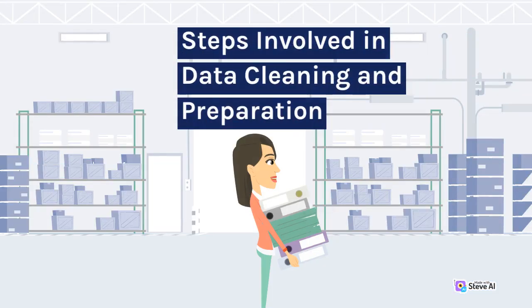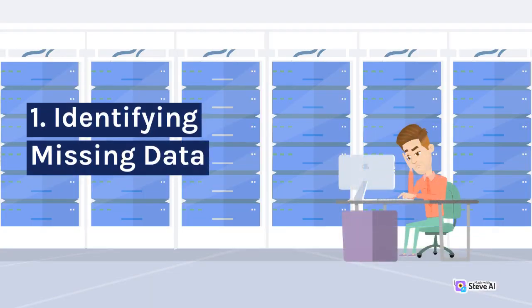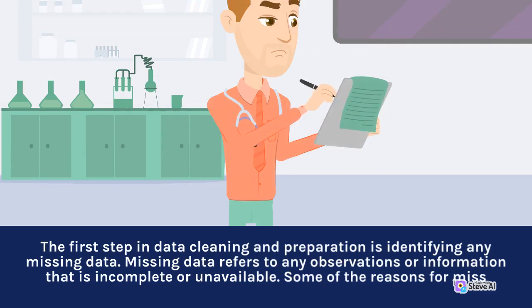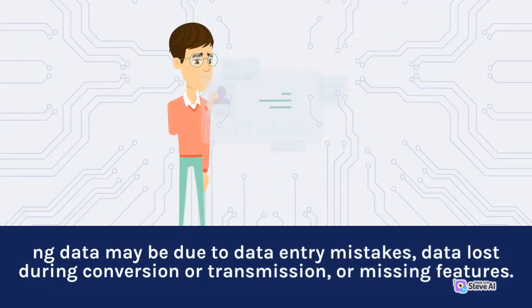Steps involved in data cleaning and preparation. 1. Identifying missing data. The first step in data cleaning and preparation is identifying any missing data. Missing data refers to any observations or information that is incomplete or unavailable. Some of the reasons for missing data may be due to data entry mistakes, data loss during conversion or transmission, or missing features.